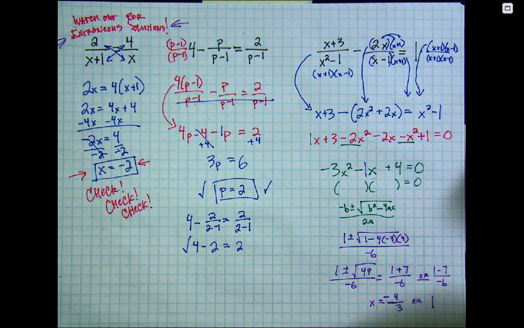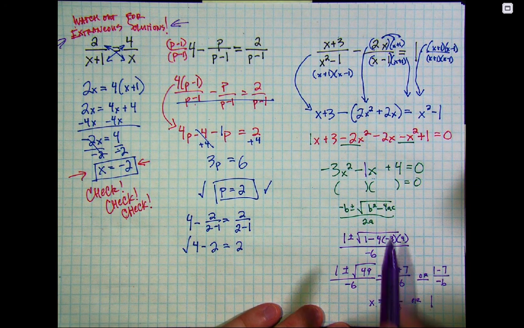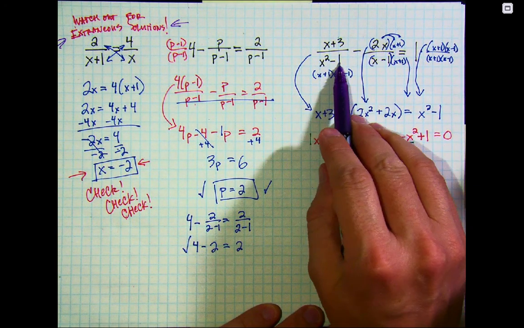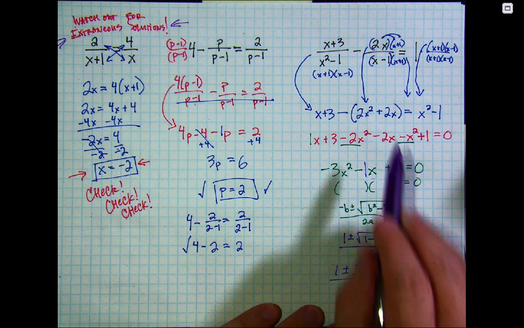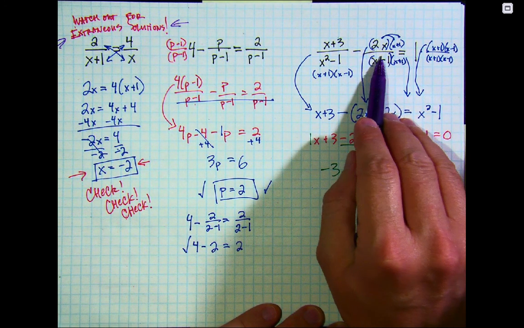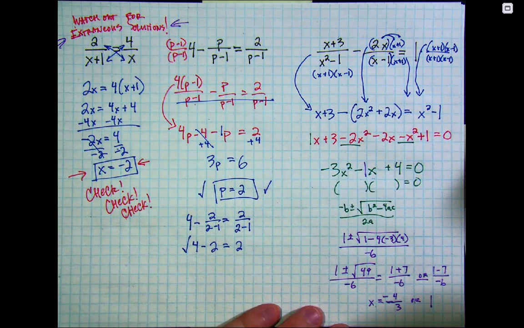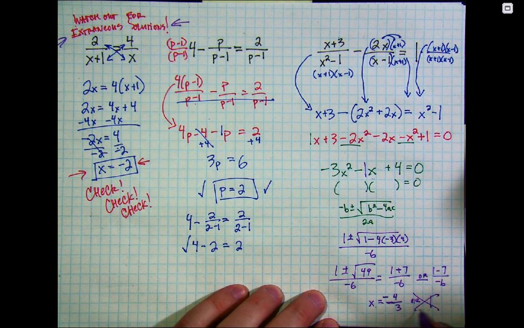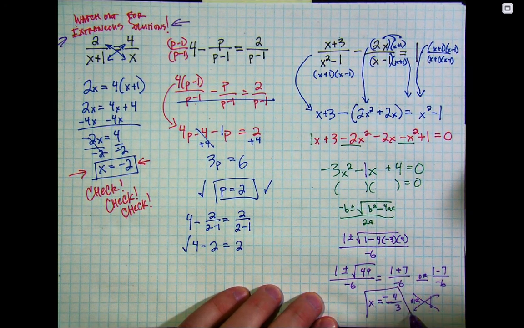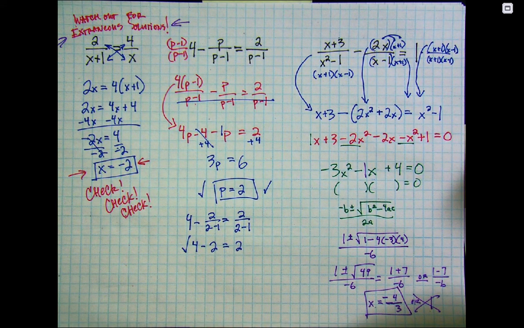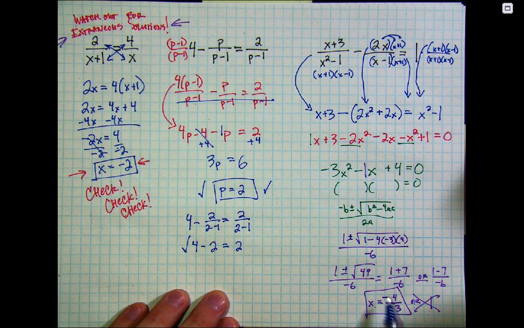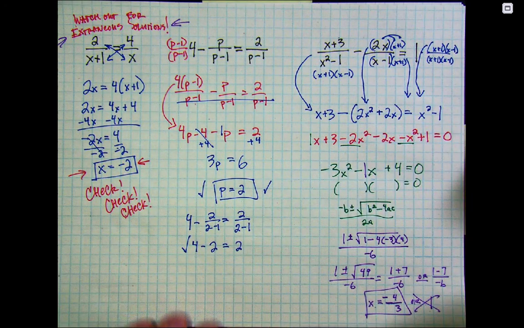But let's go back to the original problem. Can x equal negative 4/3? I think so. Can x equal 1? No, 1 minus 1, that would make this 2x over 0. Impossible! So that's an extraneous solution. This is the real solution, and boy, that problem had a lot of steps in it. We had to persevere, but that's okay. We did it, and we got a solution. And you can check that solution by plugging it back in to the original equation if you want to.